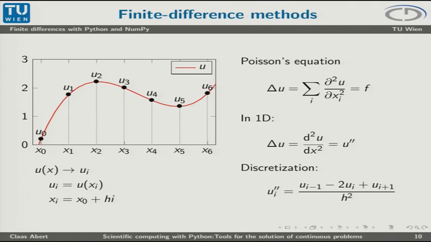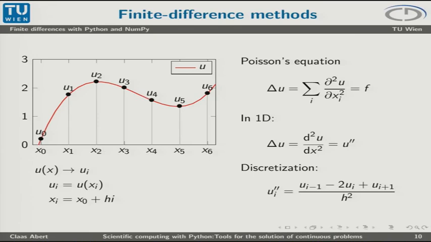Now we are in one dimension, so the Laplace operator simplifies to just the second spatial derivative. And what we do now in finite differences is that, as you might know, the derivative is defined by infinitely small differences. We don't take infinitely small differences to get the slope of our function, but we just approximate it by finite differences.